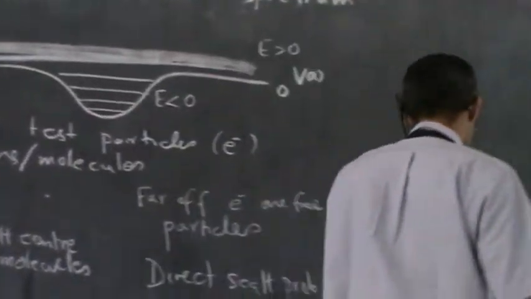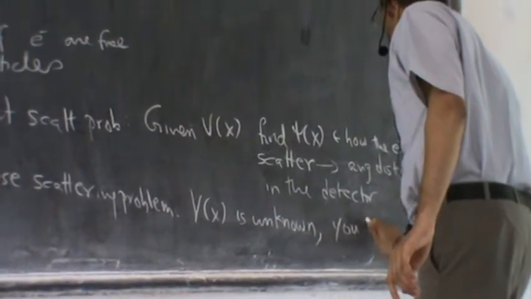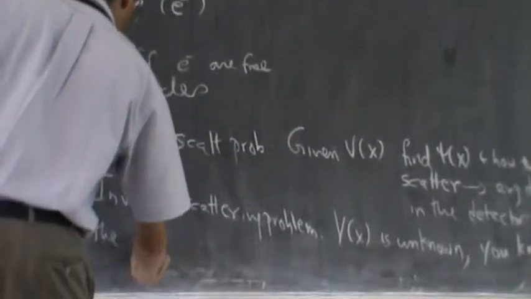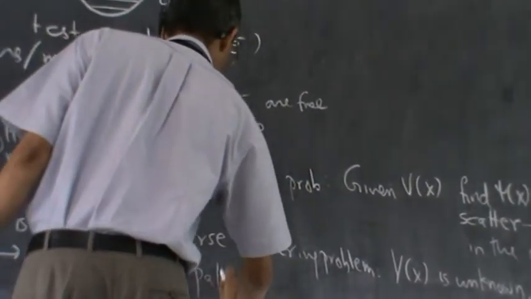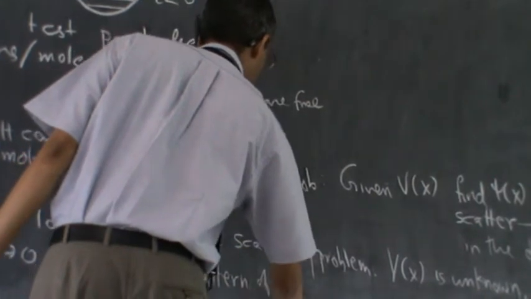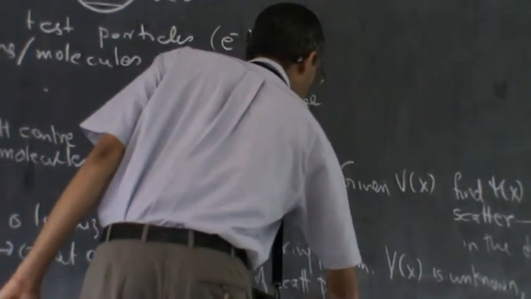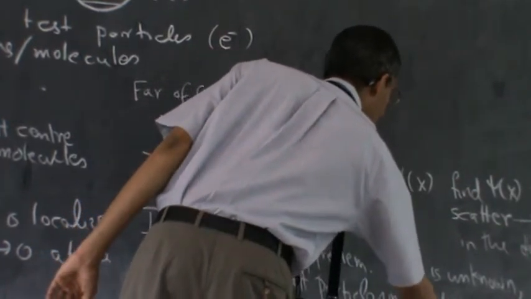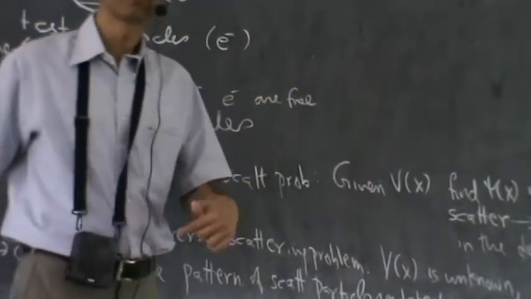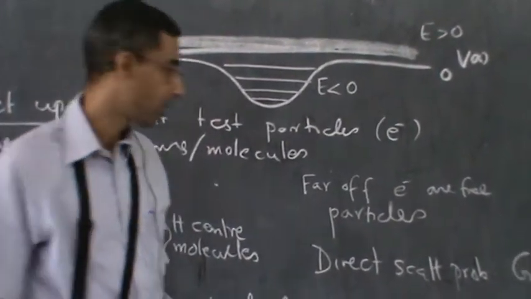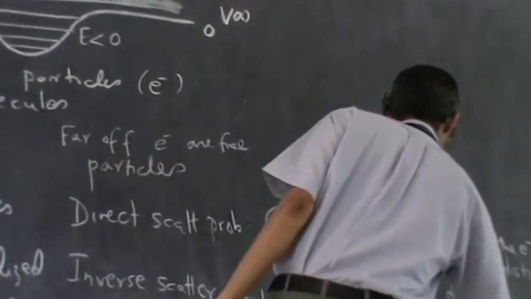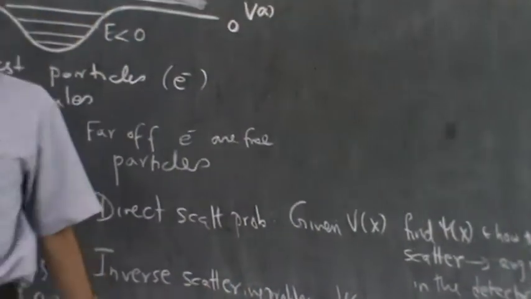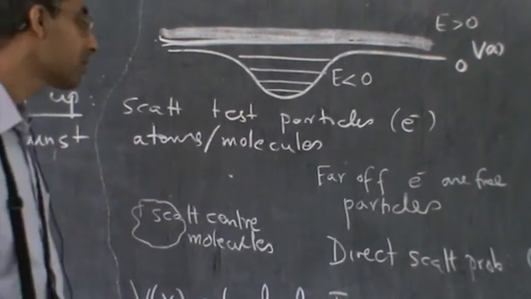So V is unknown. You know the pattern of scattered particles in detectors, and you want to infer what the potential V of x is. Okay. Yeah, so infer V of x. So it's a much harder problem, but that is the problem of greater physical significance.